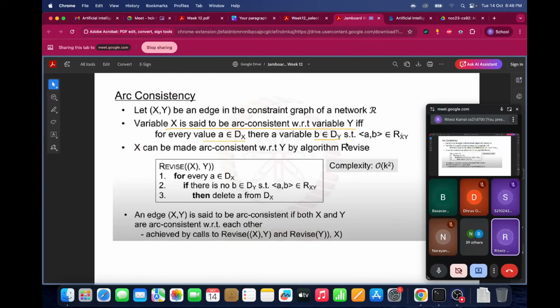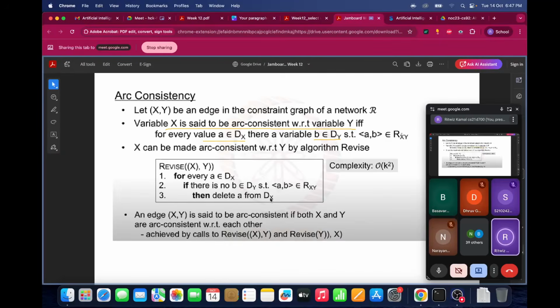The third point now says x can be made arc consistent with respect to y by using the algorithm revise. And what is the algorithm revise? For every element a in the domain of x, we will see if there is no element in the corresponding domain of y such that the constraint is satisfied. If there is an element in the domain of x for which there is no connection to the domain of y, we will delete that element from the domain of x. Remember, this is happening in the x to y direction, not y to x.